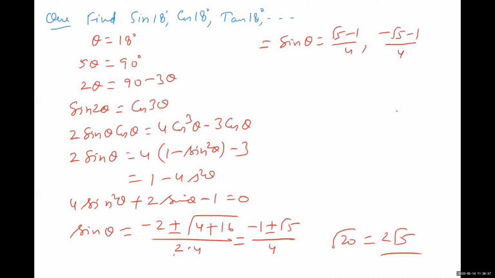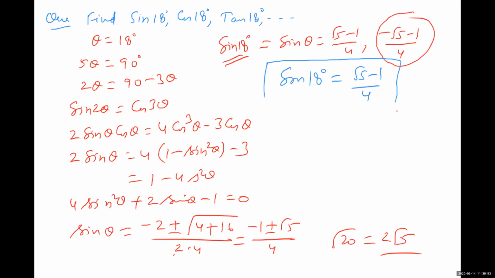So this is not possible because this is sin 18. Sin 18 is an acute angle, it has to be positive. So from here you will get sin 18 degree is equal to under root 5 minus 1 upon 4. Because this must be positive, first quadrant. So we will neglect that minus under root 5 minus 1 upon 4. That is not possible.